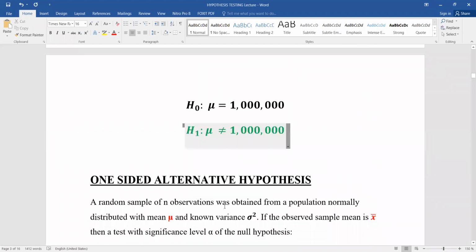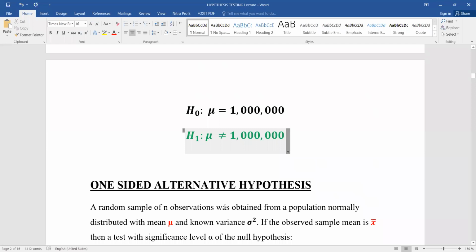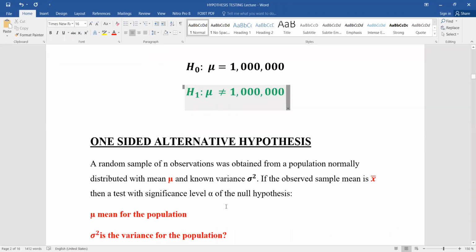One-sided alternative hypothesis. A random sample of observations. Today I'm extra slow because this topic requires a lot of attention and you need to understand.